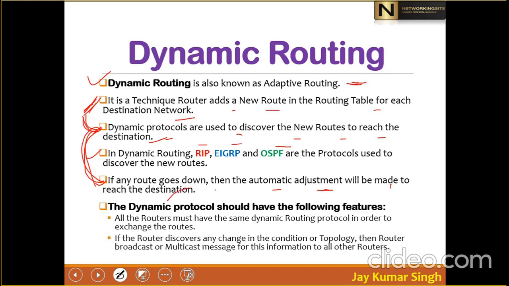Now dynamic routing protocol has some following features. And what are those features? See, all the routers must have the same dynamic routing protocol running in order to exchange the information. So maybe if you have one router and I have one router and both routers are connected, and in dynamic routing, if you want to exchange the information, the dynamic routing protocol must be same by default. So if you are using RIP and I am also using RIP, then we can exchange the information. Otherwise, we have to use some kind of redistribution if you are using a different protocol. But right now we are talking about default communication.